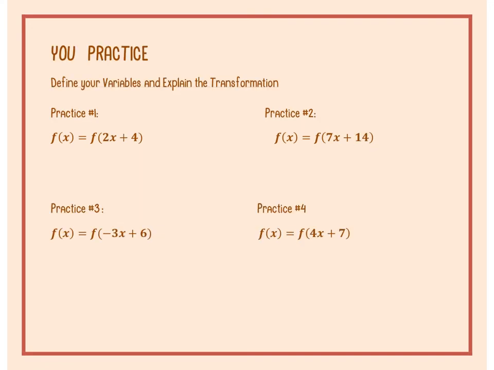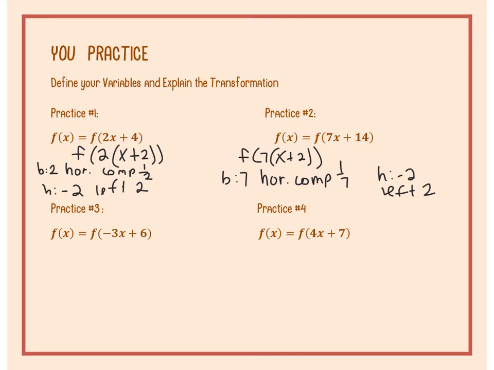Go ahead and try number 1 and 2 on your own. Okay, so here are the answers. Again, I had to factor out a 2 here, and I was left with x plus 2. So my b value is 2, and my h value is negative 2. So this graph went to the left 2 and had a horizontal compression.